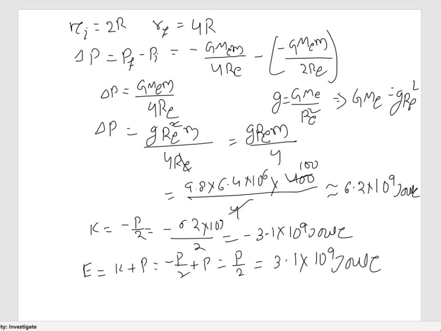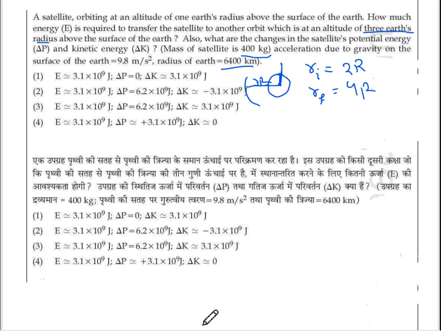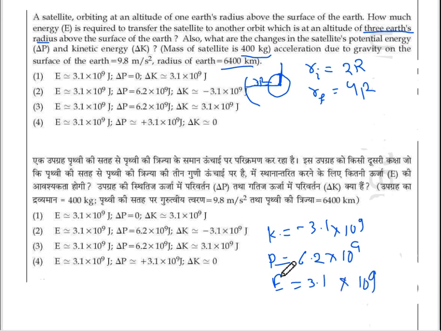Okay, so now I'll check in the options. I got kinetic energy as minus 3.1 into 10 to the power 9 joule, potential energy as 6.2 into 10 to the power 9 joule, and total energy as 3.1 into 10 to the power 9 joule. So if I check, which is the option, I think, yeah, option 2. Okay, so we'll move to the next question.